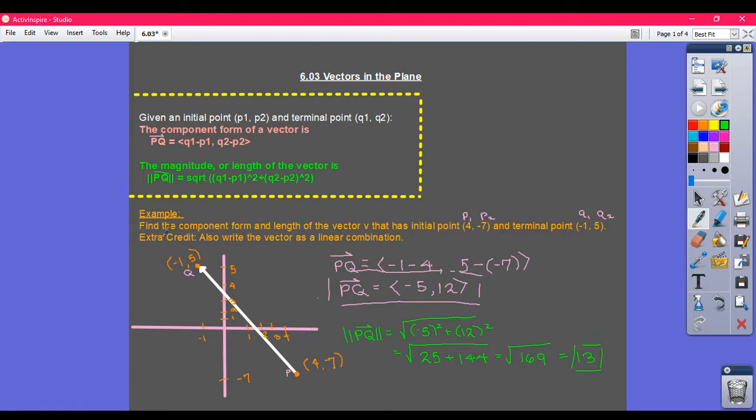And finally, extra credit. There are two ways to write a vector. It can be written in component form. The other way to write it is also as a linear combination. So going back up to this component form, for PQ, I have -5. It's the x component, so I'm going to write it as i. And +12, it's the y component, so I'm going to write it as j. So the linear combination just signifies each letter tells you which type of component it is.